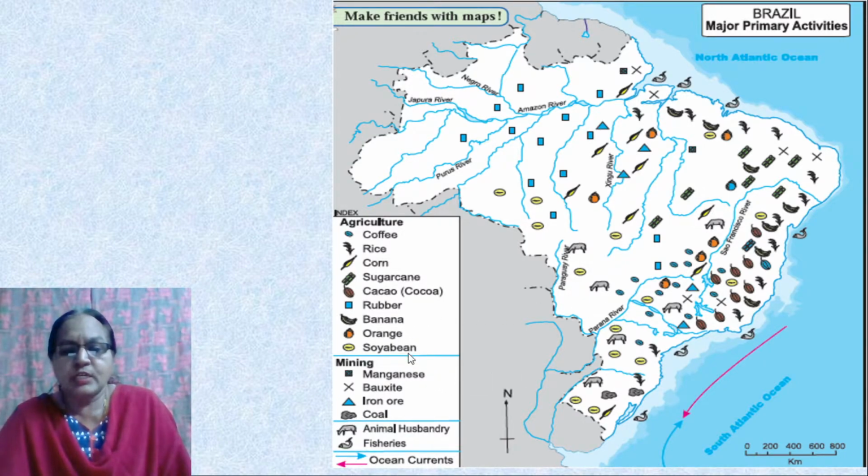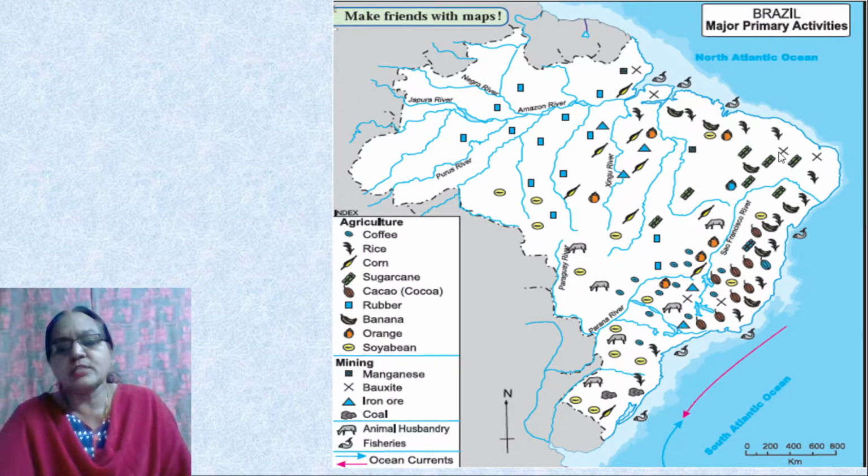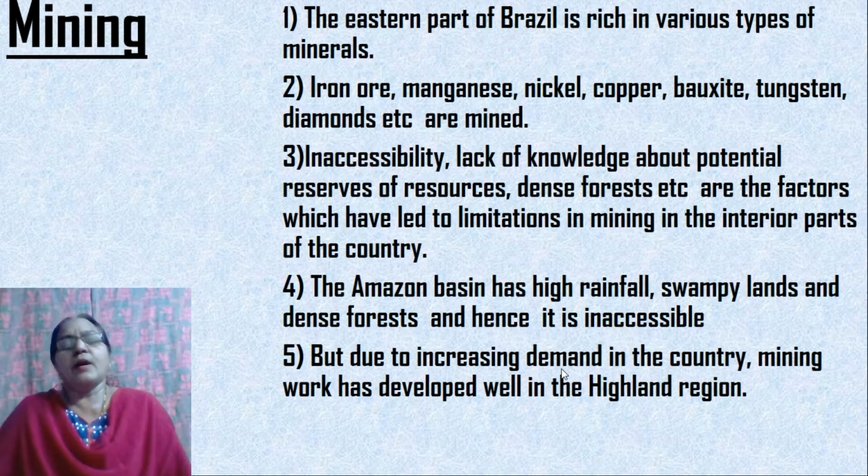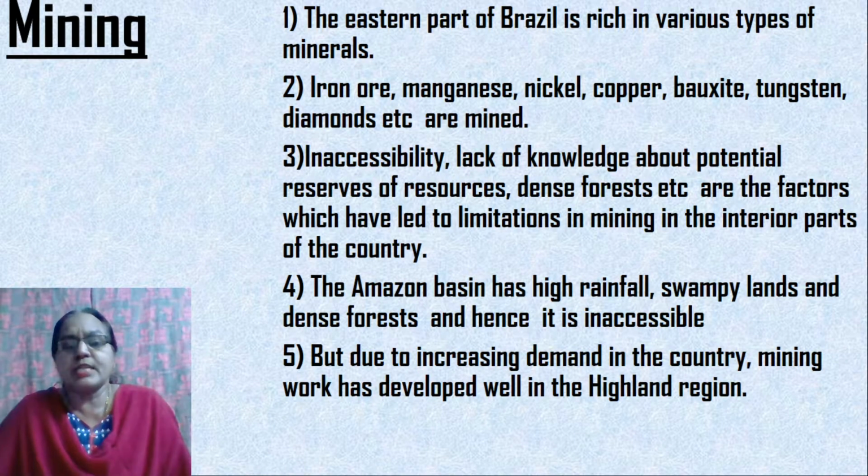Here we have manganese. Manganese is also seen to the north of Brazil. Then we have bauxite, which is seen in the northern part of Brazil as well as the eastern part. Then we have iron ore, which is seen along the eastern part of Brazil, and coal to the southern part. So the principal minerals found in Brazil are iron ore, manganese, nickel, copper, bauxite, tungsten, and diamonds.